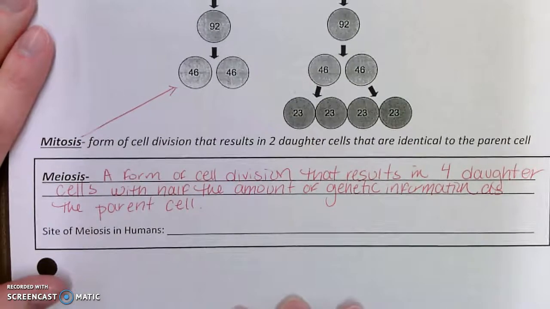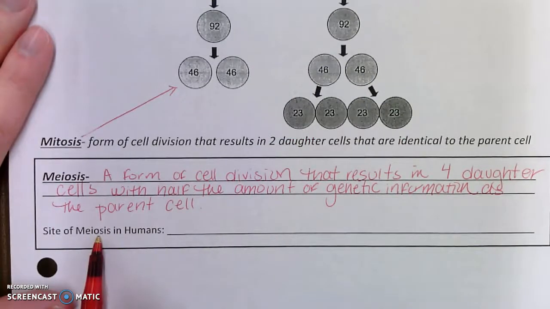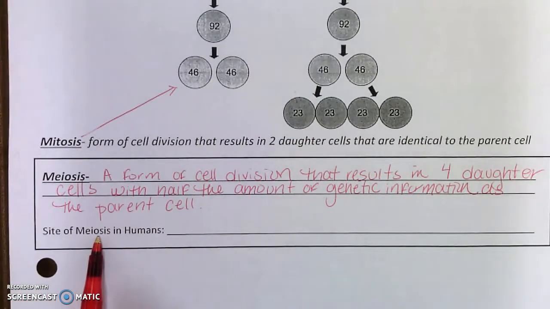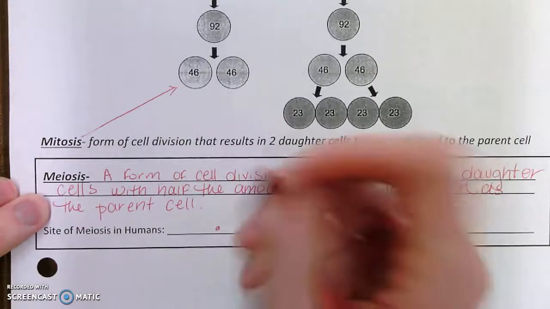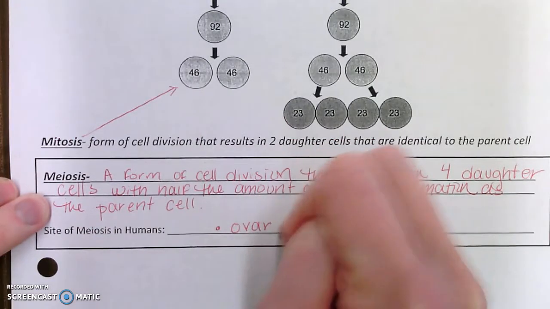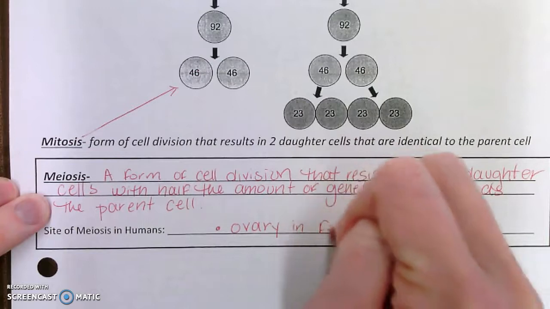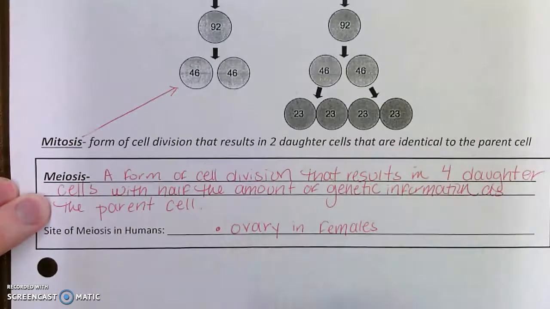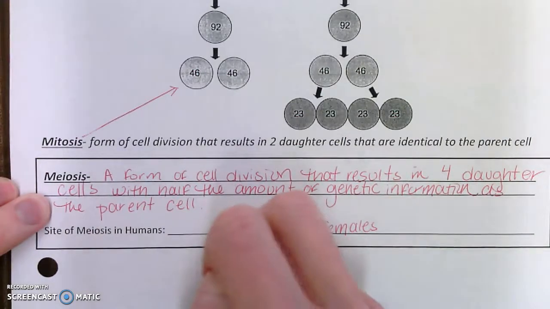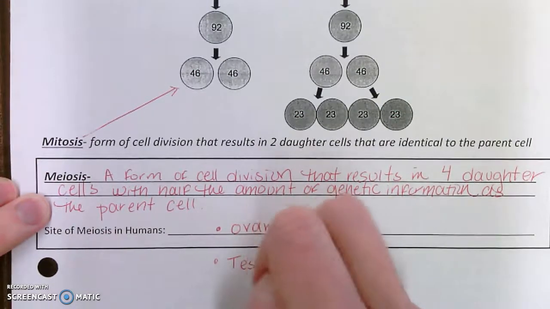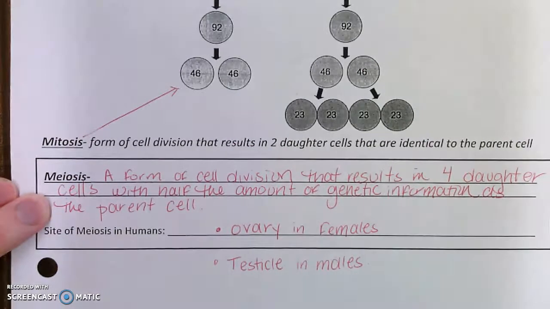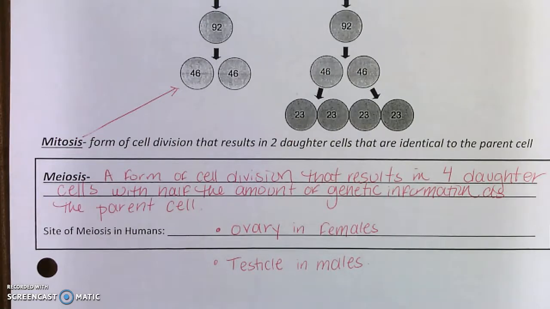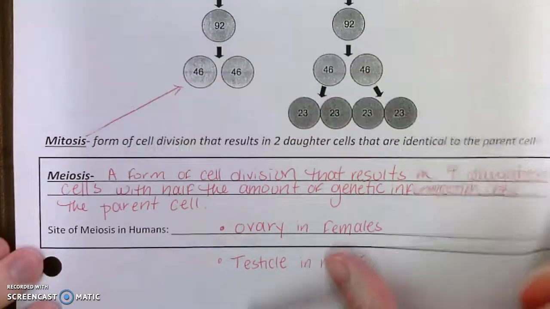The site of meiosis in humans, again, we want to try to make those gametes. So in meiosis, gametes for females are made in the ovaries. Ovary in females. That's where the egg cells are made. And the testicles in males. That's where the sperm cells are made. If you flip to the back, we're going to talk about how meiosis leads to variation.